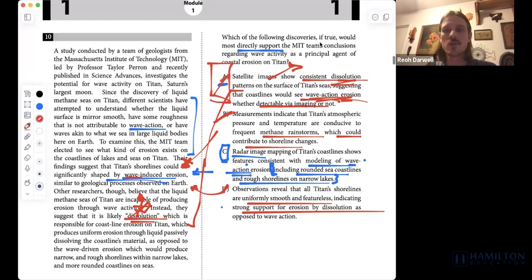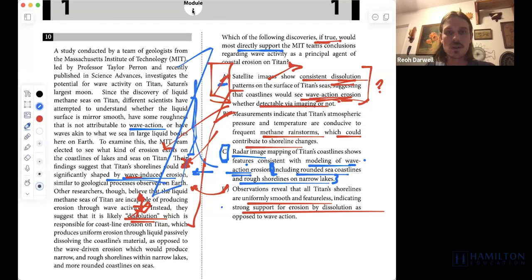And this, if true, is kind of tricky here. Okay, but I would say this, even if this is true, is this strong support for their claim? No, right? Even if that is true, even if consistent dissolution would suggest wave action erosion, is that a strong support? Not necessarily, right? What is strong support? Seeing exactly what we talk about in the passage by the MIT team, like we see in answer choice C.